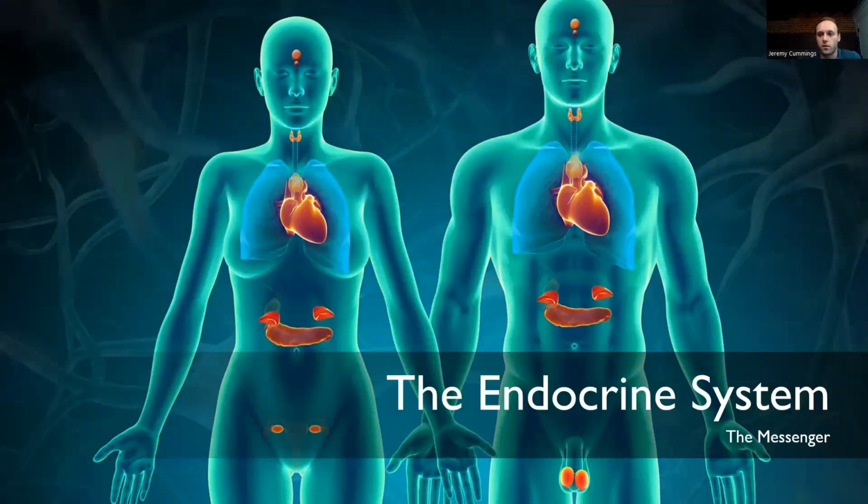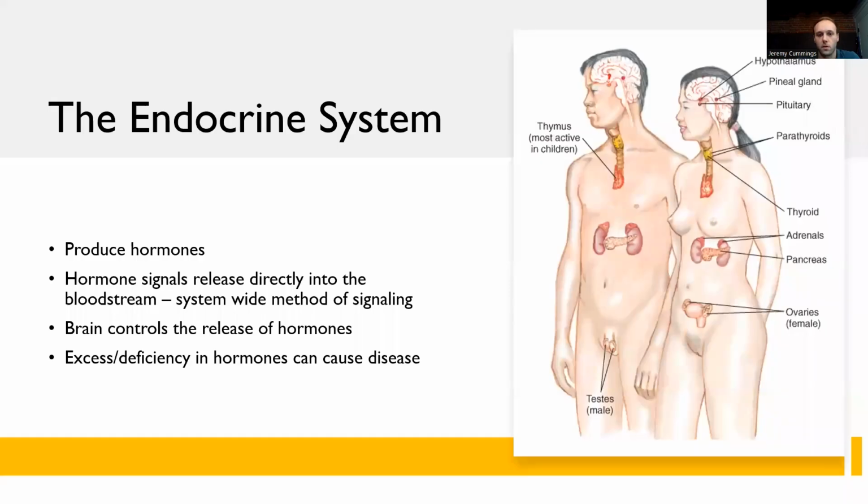So today we are talking about the endocrine system. This is going to be a brief review of the major components, anatomy, and physiology of the endocrine system. The endocrine system produces chemicals called hormones that help regulate many body activities and functions.